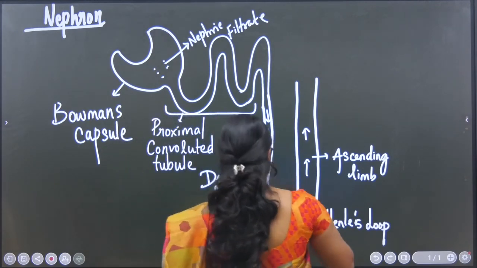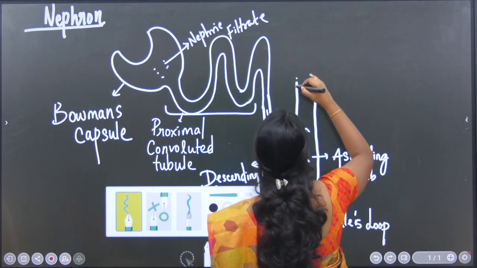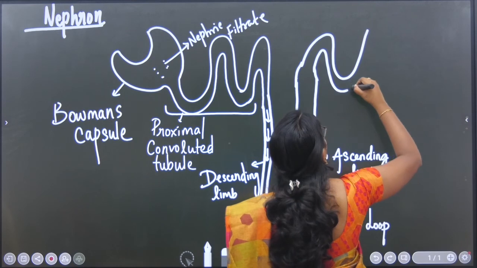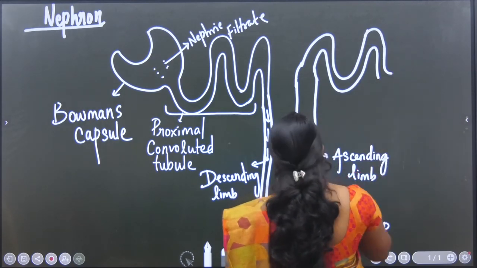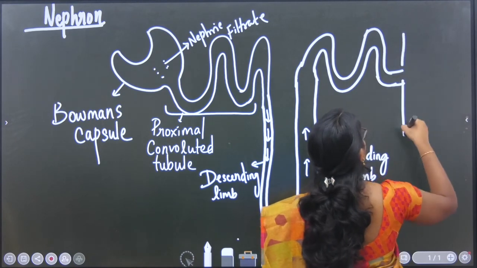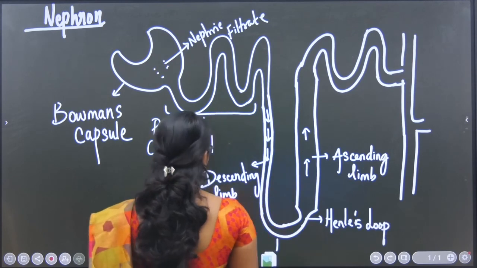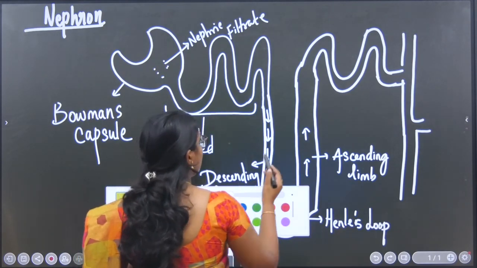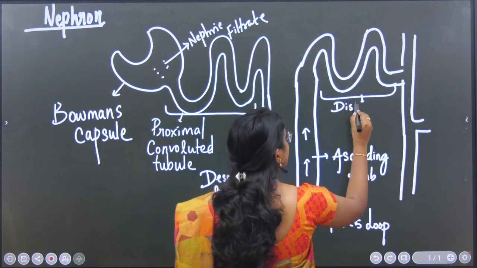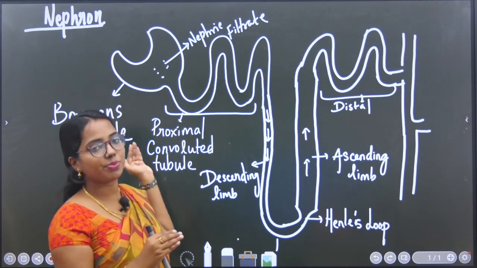Now, the Henle's loop, once again, this is called, this particular bending, this particular tube is called distal. This is called distal. Why distal? Because its location is far away from the Bowman's capsule.